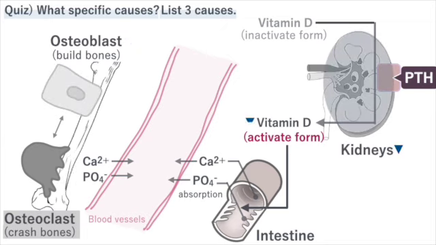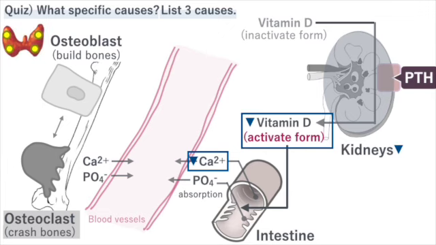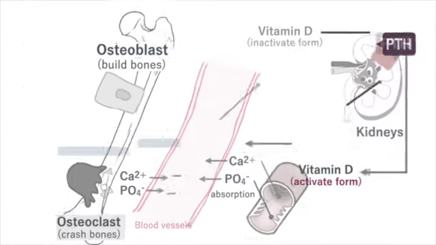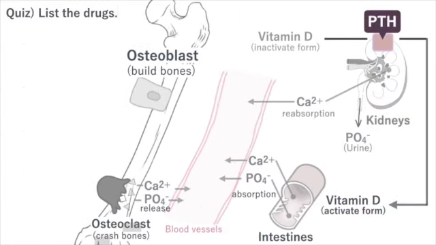If the kidneys are weak and cannot activate vitamin D properly, calcium absorption from the intestines will decrease. If there isn't enough calcium in the blood, more PTH will be secreted, which will try to break down more bone. Quiz: now, list the drugs used to solve this problem.